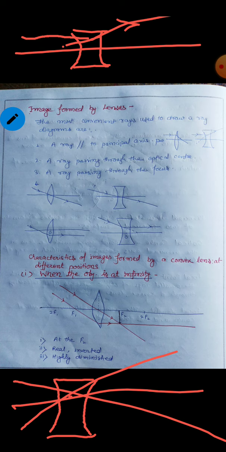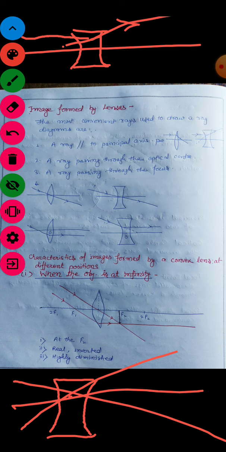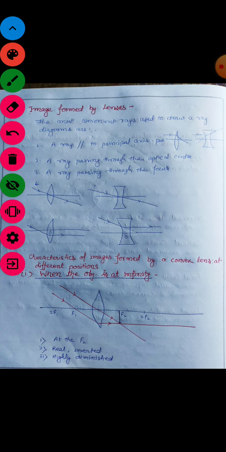And students, after knowing these rays, we will discuss which type of image will form when the object is at different positions in front of a convex lens. So we will first discuss the image formed by a convex lens. For that, we will discuss when the object is at infinity in front of a convex lens.